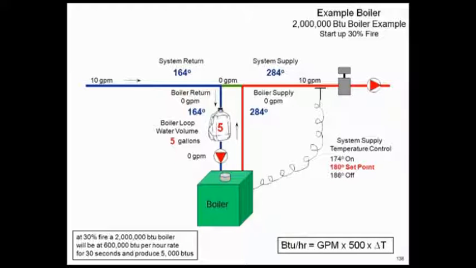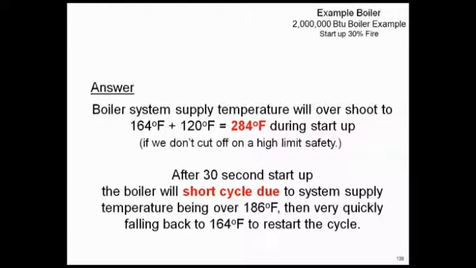Repeating my numbers again, my 5 gallons of water, you see my temperature is 284, and you see I've got an issue. So the answer was 284, 30 seconds was an issue, so I challenge you. If you will tell me, any boiler on the face of the earth, how you started up, what is the fire rate of your boiler at startup? I'm not talking about how far it modulates down. That's not the answer here. I've got to ask you, at what rate does it fire at startup?